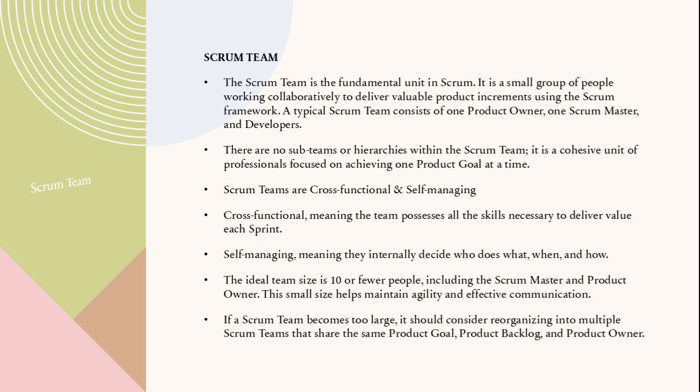Now, let's talk about the Scrum team, the fundamental unit in Scrum. This is a small, collaborative group dedicated to delivering valuable product increments. A typical Scrum team consists of just 3 specific accountabilities: 1 product owner, 1 Scrum Master, and the developers. No sub-teams, no internal hierarchies. They are a cohesive unit, all focused on achieving one product goal at a time.